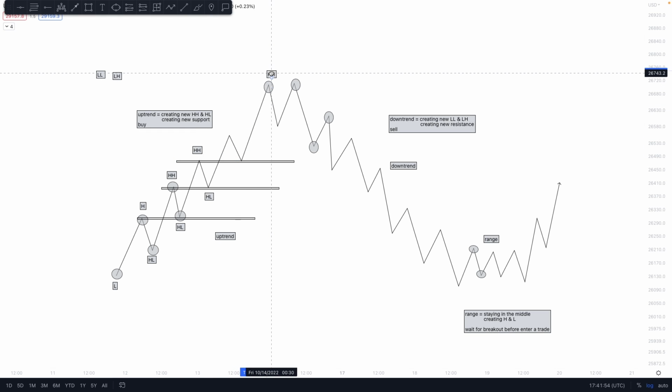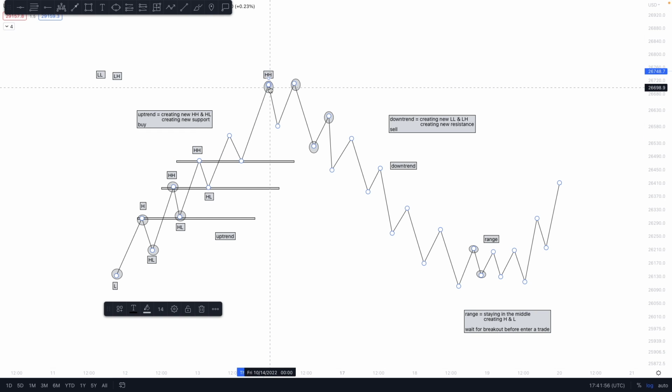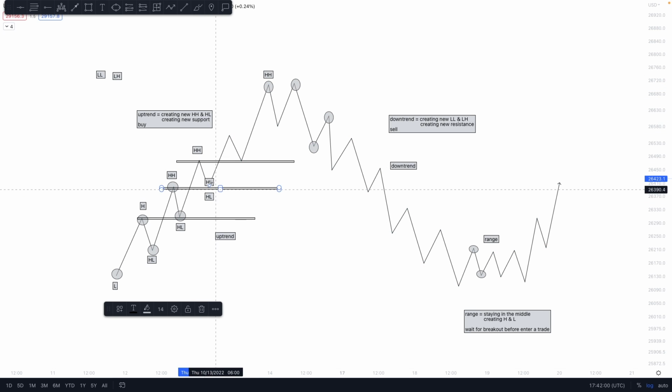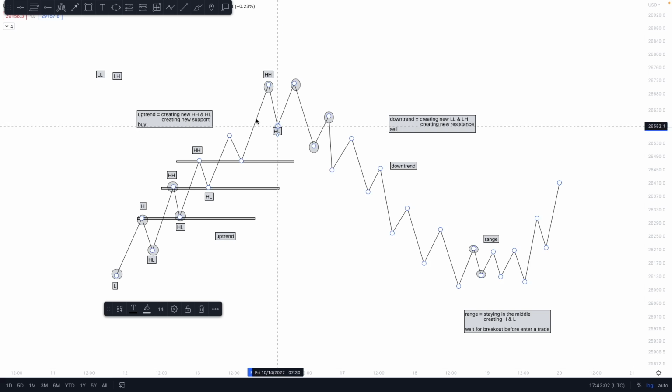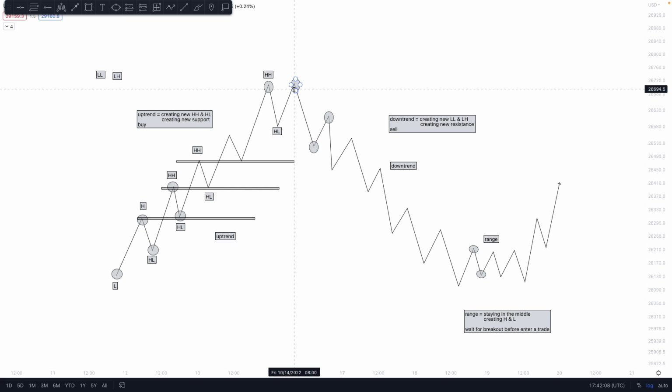The reason why this stays as a higher high is obviously because this high is higher than the previous high. Same thing over here. This stays as a higher low because this low is higher than the previous low. Now, is this a higher high or a lower high or a high? This over here is going to become a high.